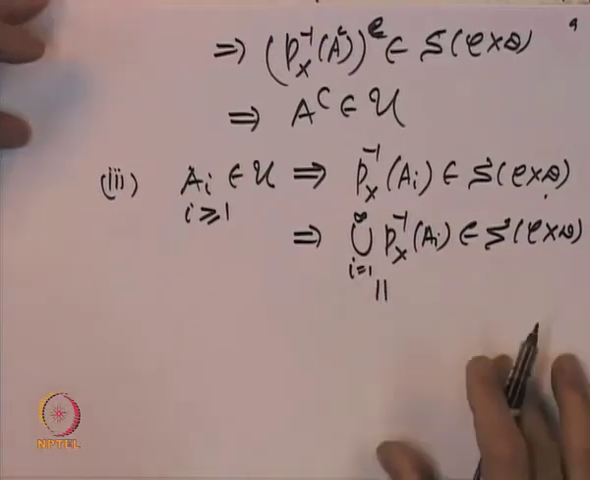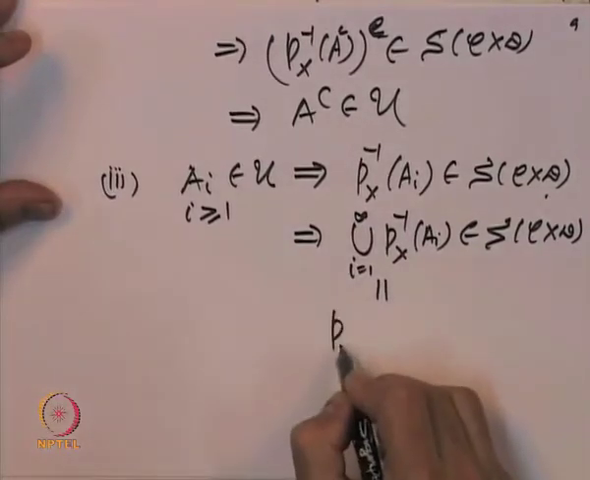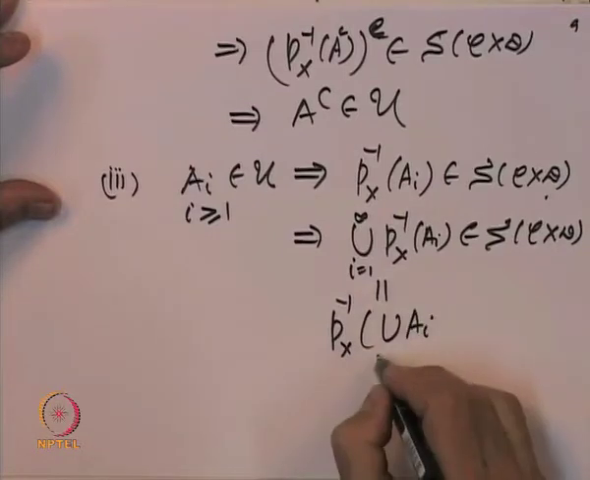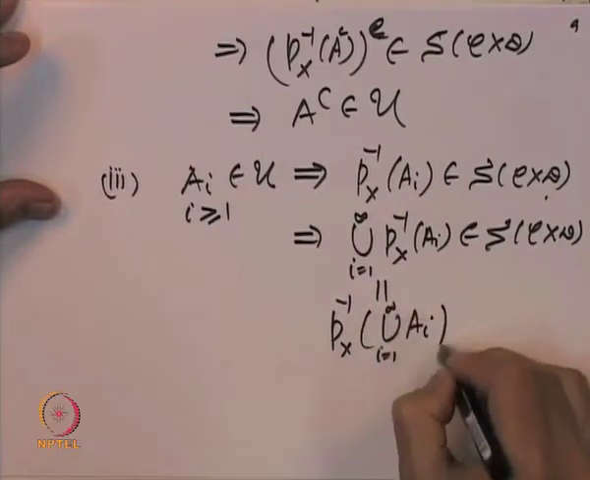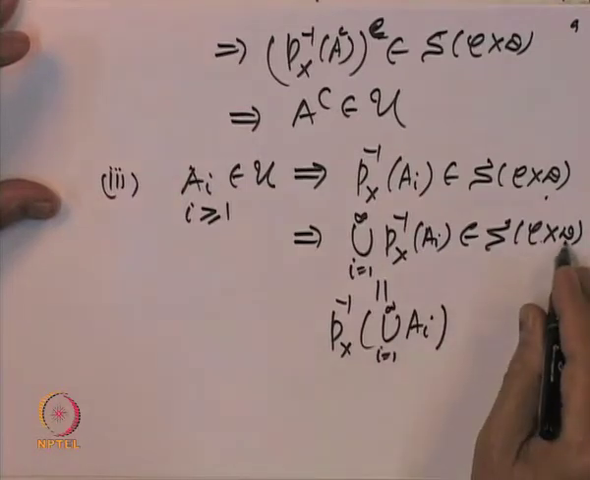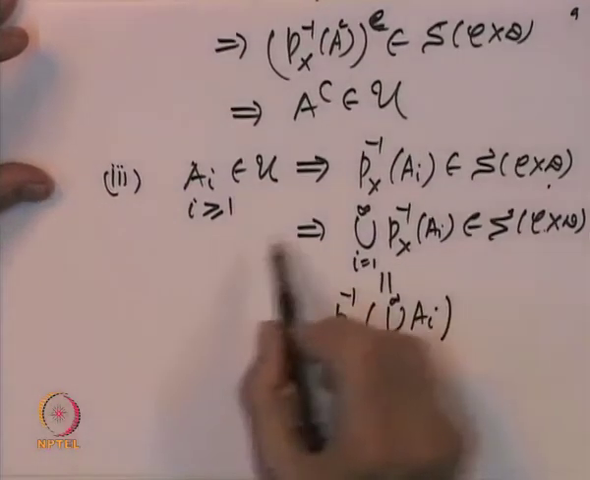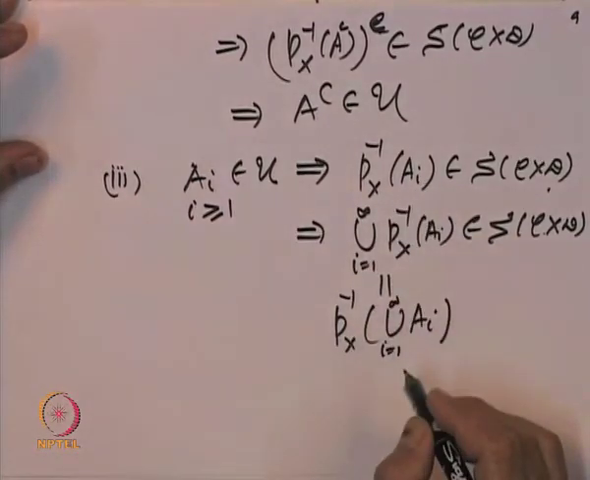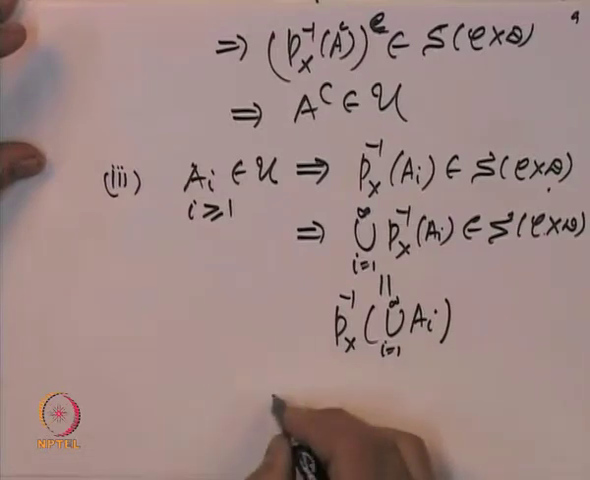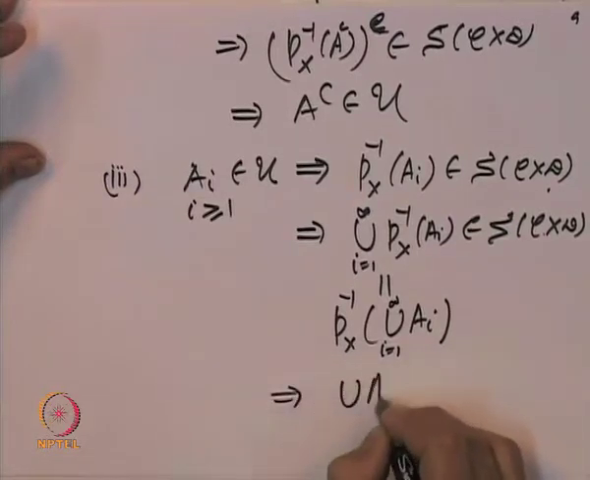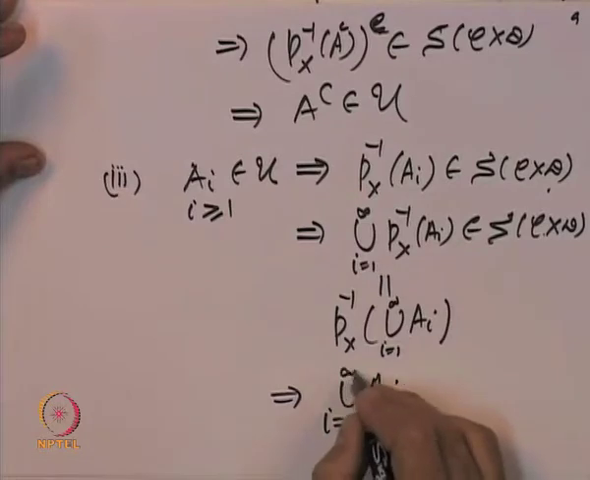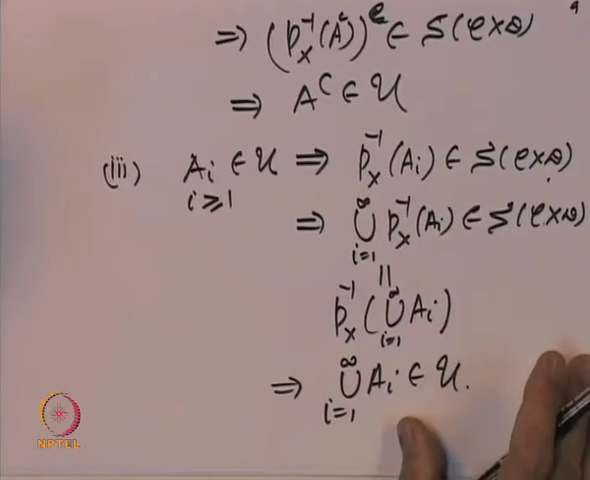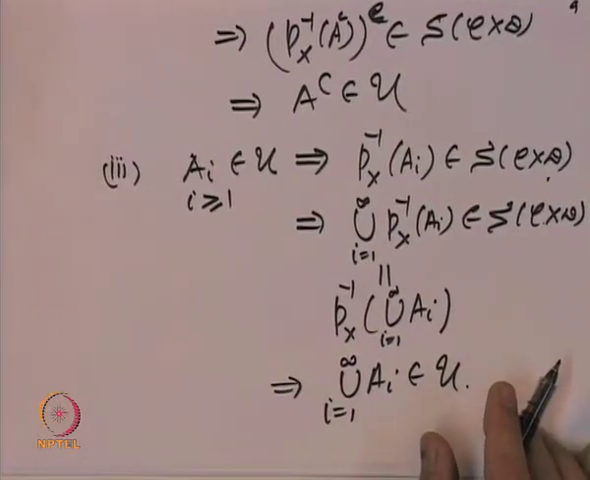But this union of the inverse images is the inverse image of the union. So, that is P_X inverse of the union over i from 1 to infinity, and that belongs to S(C × D). That means we have shown whenever P_X inverse of A_i's belong to the sigma algebra, the P_X inverse of the union also belongs. So, that implies that the union of A_i's from 1 to infinity also belongs to U. So, that proves that U is a sigma algebra of subsets of X.